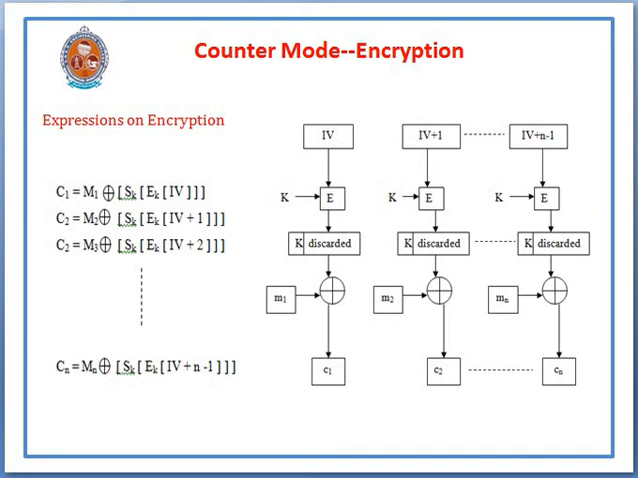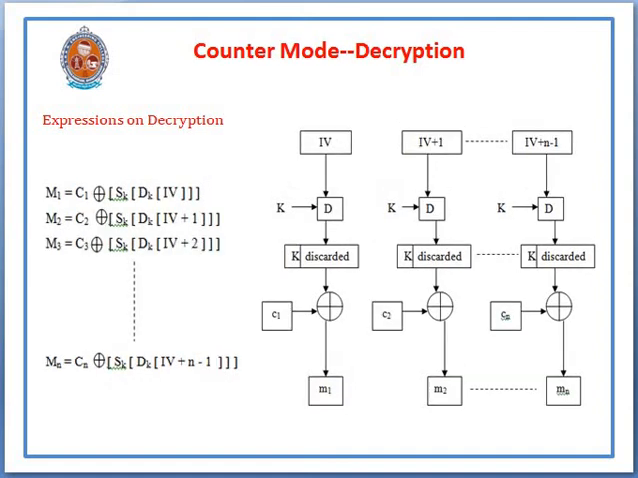Now here nothing will be forwarded to the next round. Here the initialization vector IV is incremented by 1 to get IV plus 1. Again the second round proceeds. Here nothing will be forwarded from the first round to the second round, and this mode is called counter mode encryption. And in this mode also finally we have to collect all the C1, C2 and so on Cn cipher blocks to get the final ciphertext. And this diagram shows the counter mode decryption process, which is the inverse of the encryption process.